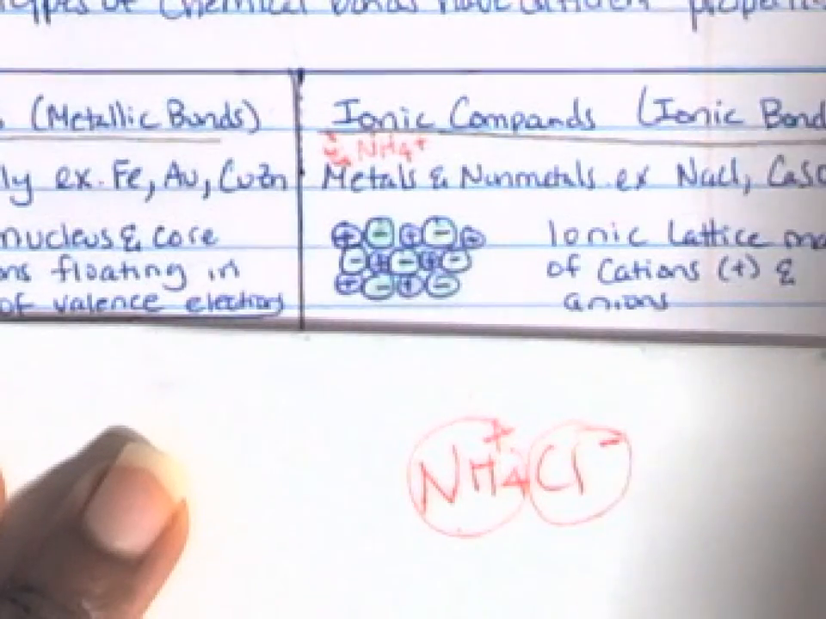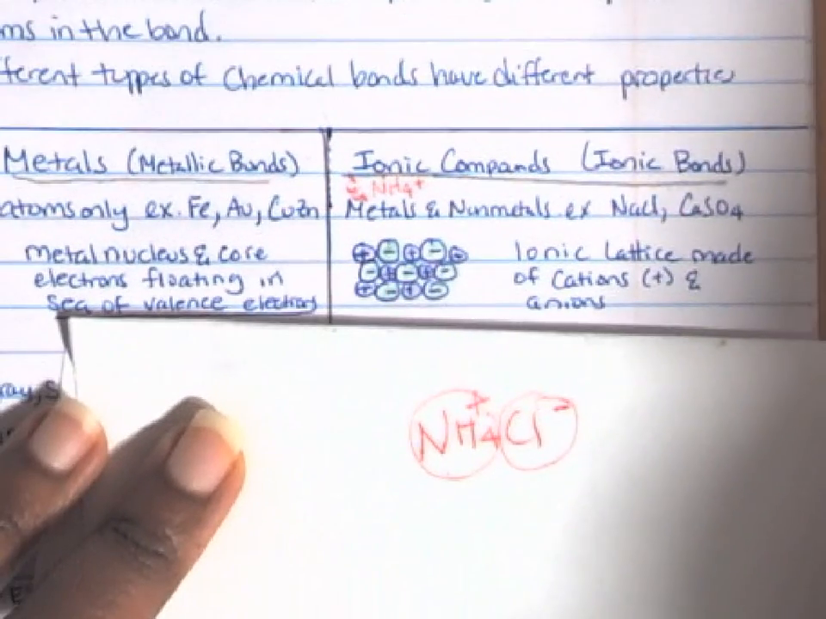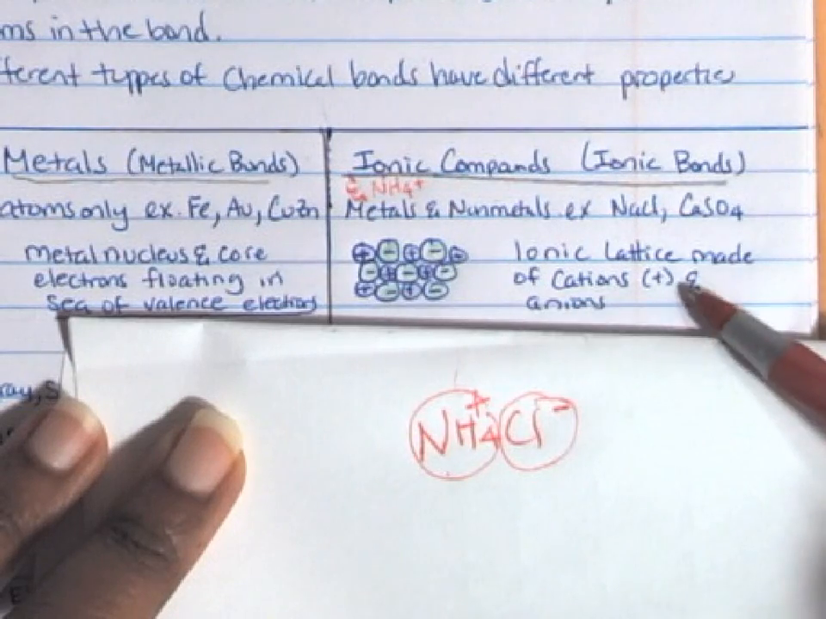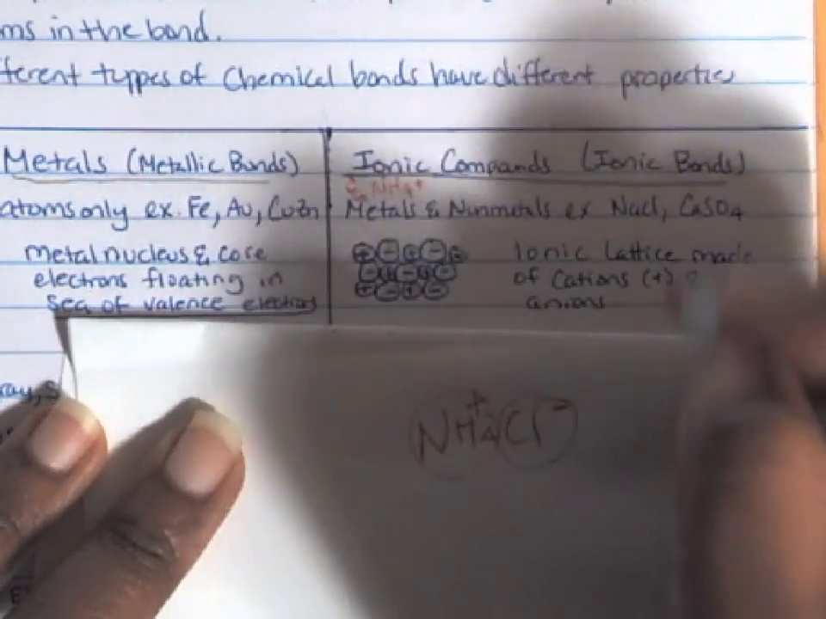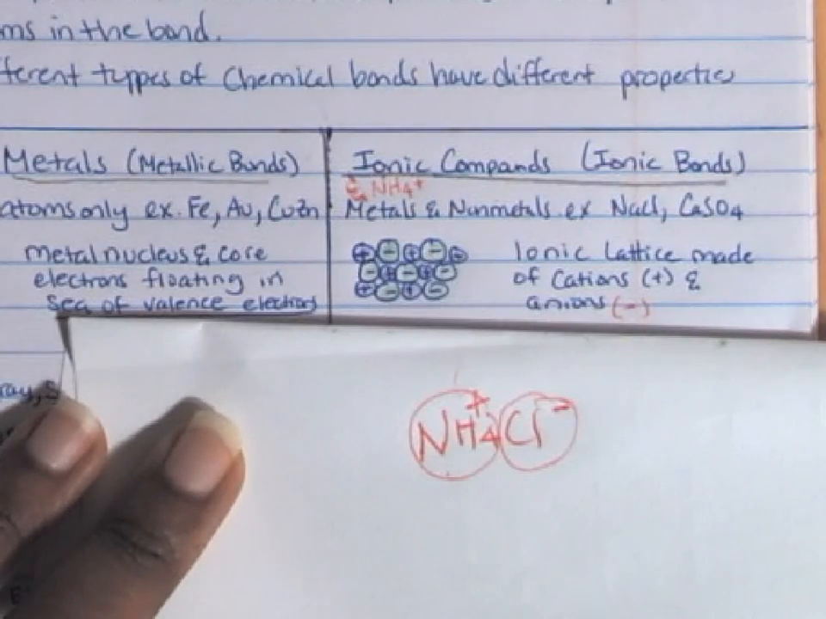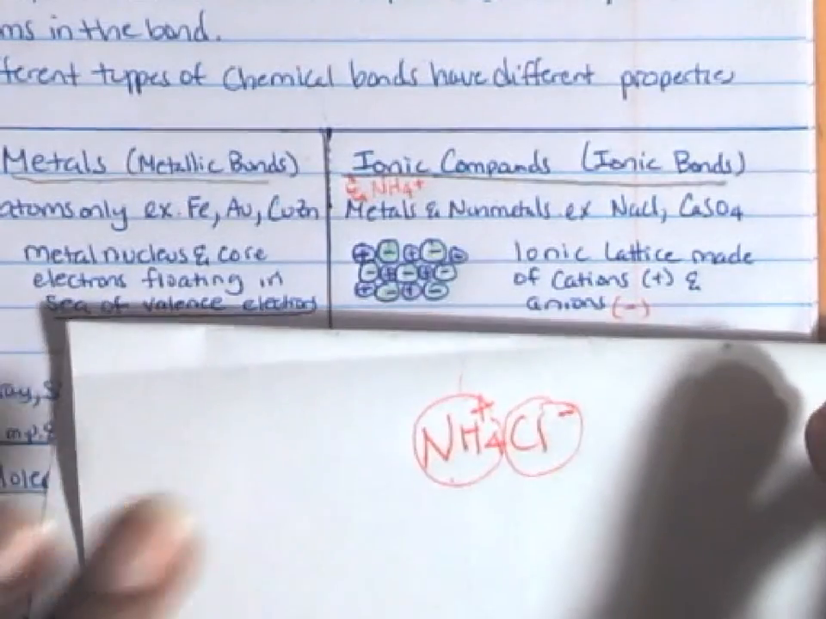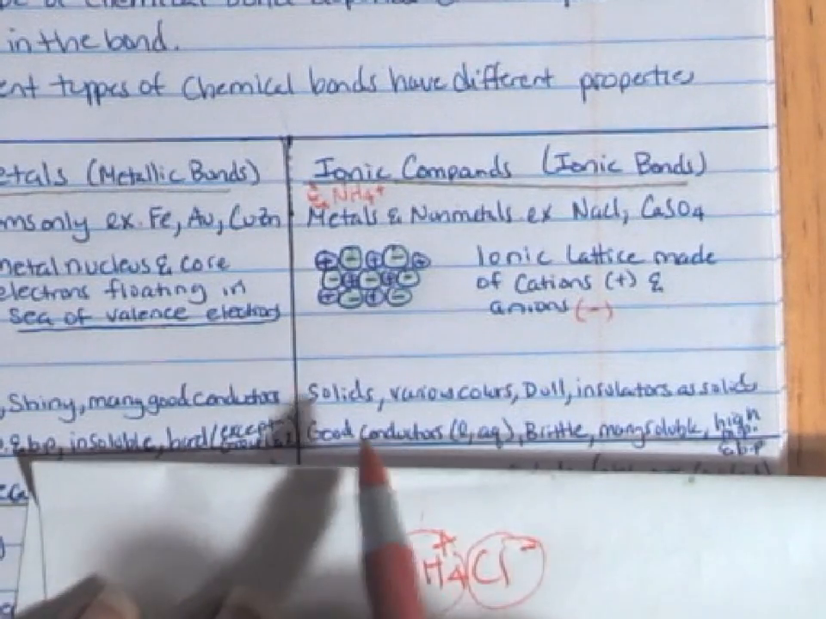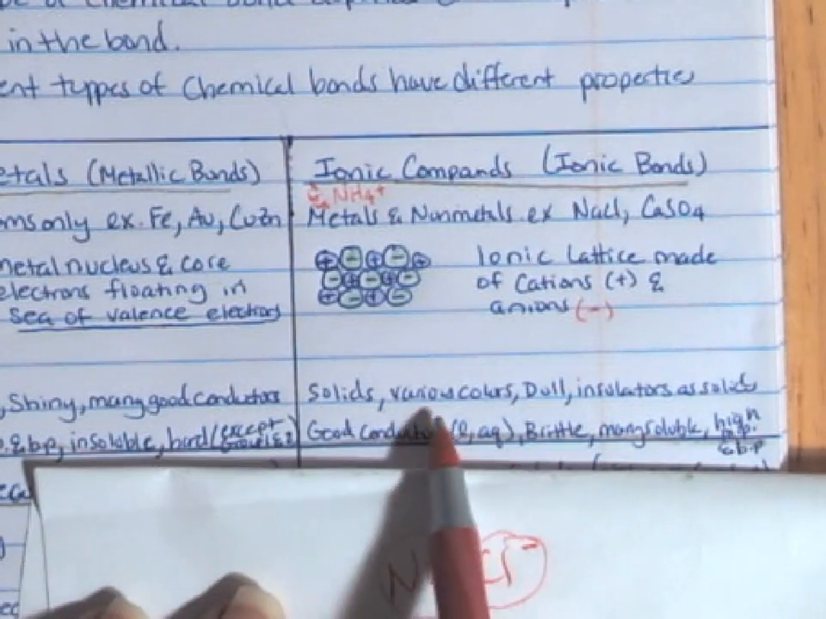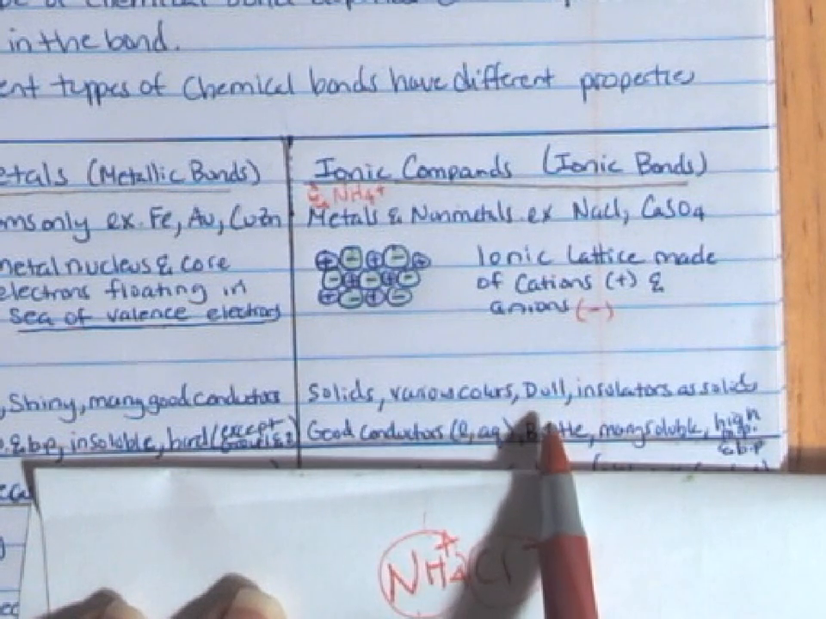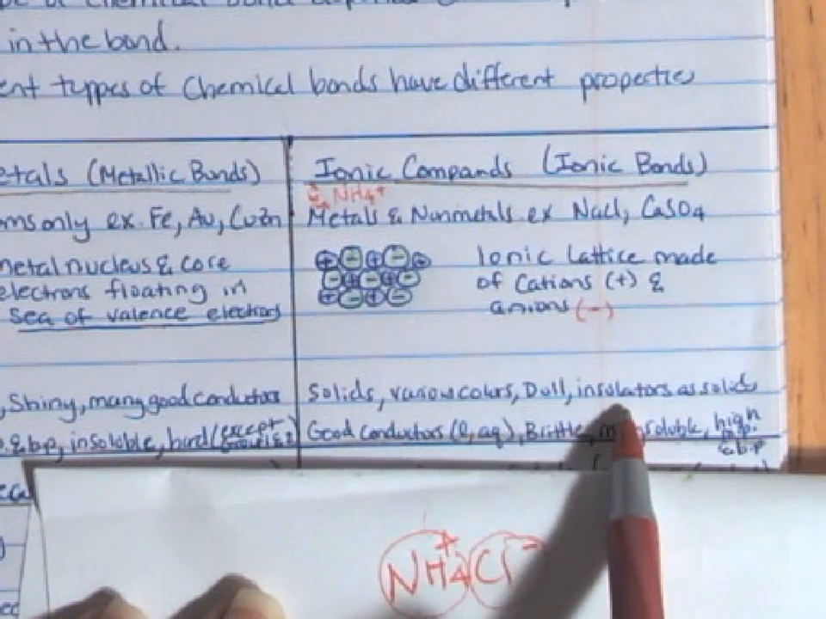All right, so let's talk about what this bond is. This is described as an ionic lattice. So it's made up of cations and, of course, forgot to put that in there, anions, negative, okay? Cations and anions. So properties of ionic compounds: they're solids. They can have different colors, so various colors. They're dull, unlike metals that are shiny, they're dull.